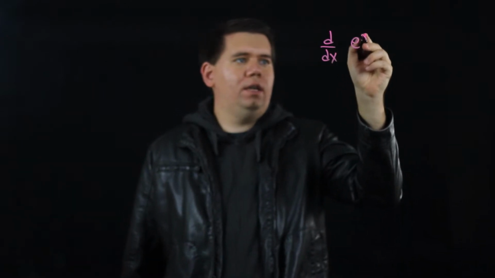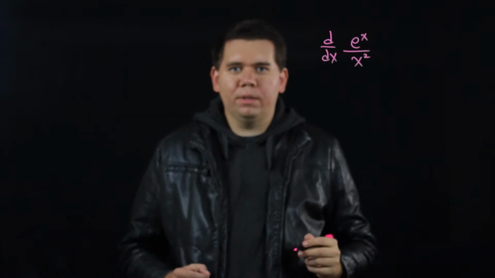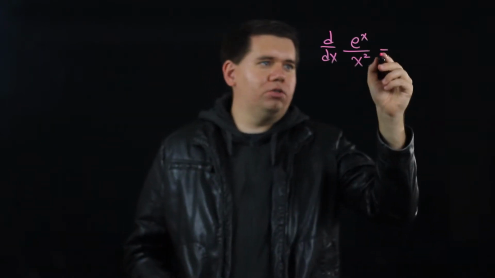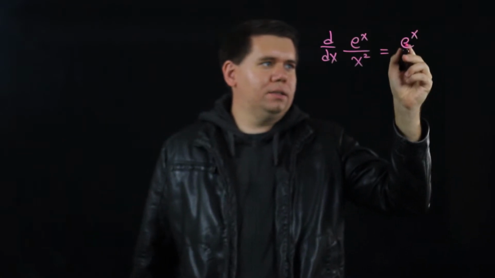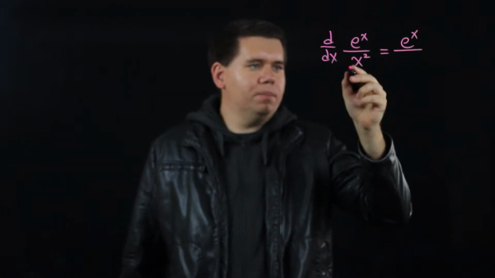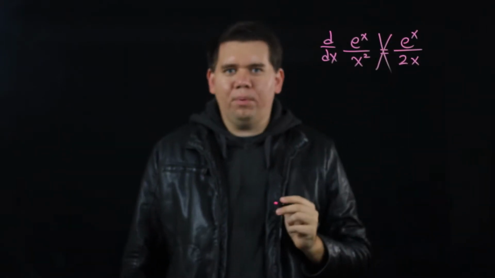How do you find the derivative of a quotient? For example, if you want to find the derivative of e to the x divided by x squared, what is it going to be? You might think it's just going to be the derivative of the top, the derivative of e to the x, which is just e to the x, divided by the derivative of the bottom, which is just 2x. But it's not that simple.